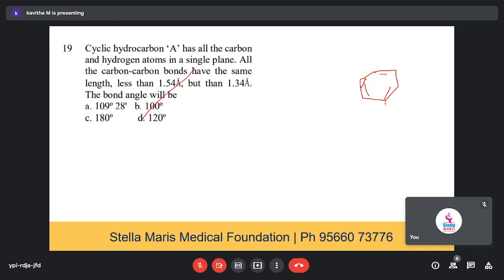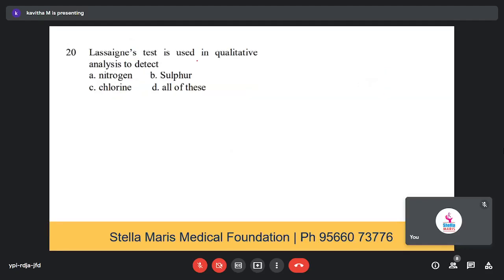The next: the Lassaigne test is used in qualitative analysis to detect nitrogen, sulfur, chlorine, all of this. What is the answer? In the Lassaigne test, we can test nitrogen, sulfur, phosphorus as well as halogens. All of these. So the answer is all of these, ma'am. Yes, the answer for this is D.